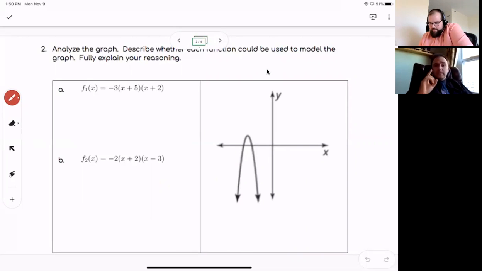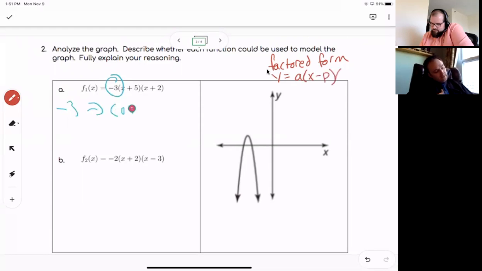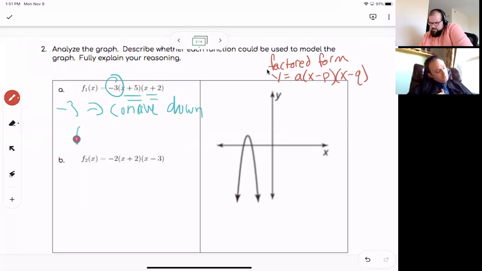So, this is a different form. Before we talked about vertex form. These are in factored form. So what we would love to see on your quiz is for you to identify the form, and then the important features. Like we talked about on the previous page, that -3 is going to tell us concave down. And then my zeros are going to be -5, 0 and -2, 0. If you can write that down for us, that's giving us some information.